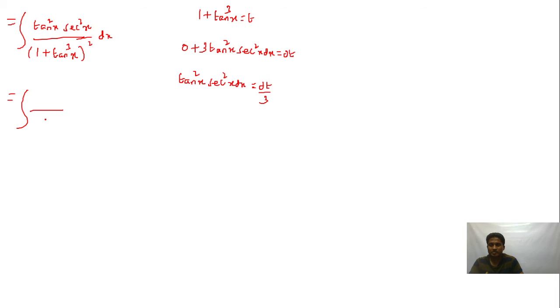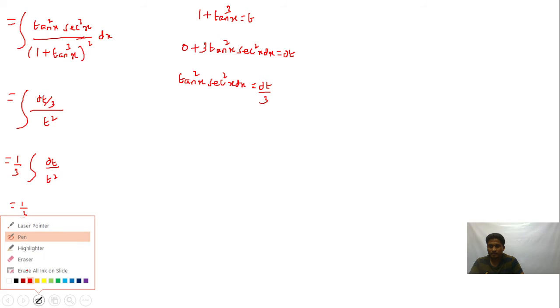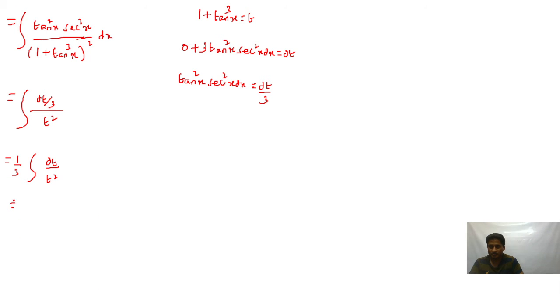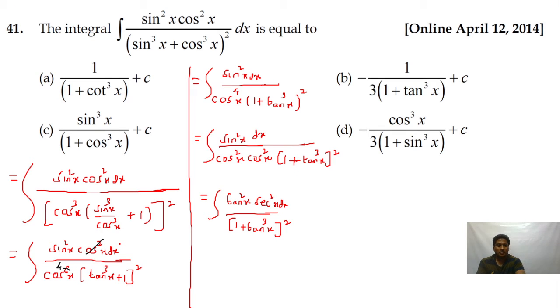So denominator will be equal to t square and numerator will be equal to dt upon 3. 1 by 3 is a constant. Integration of dt divided by t square, right? Integration of 1 by x square is minus 1 by x. So this is minus 1 by t plus c. So this is equal to minus 1 upon 3 into, substitute the value of t, t is equal to 1 plus tan cube x, plus c. That's the answer, right? Answer will be equal to option B.